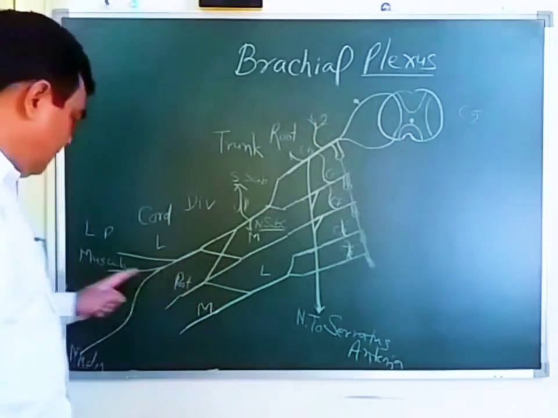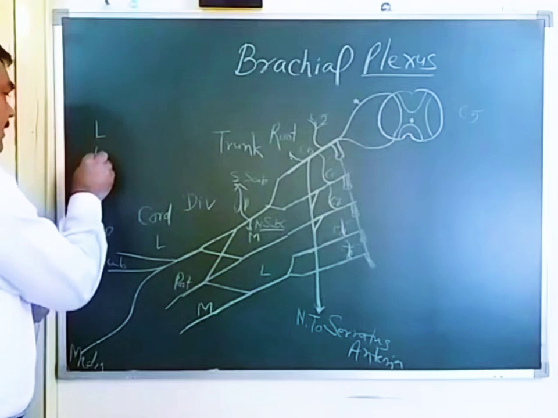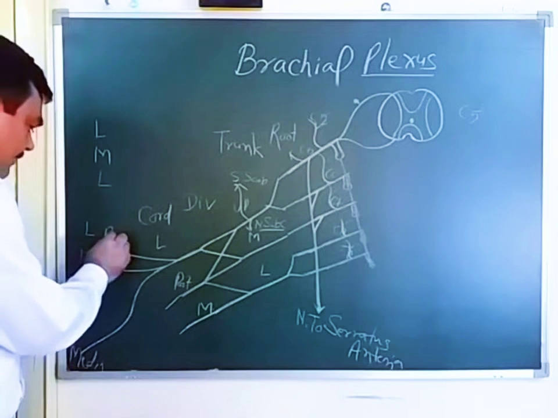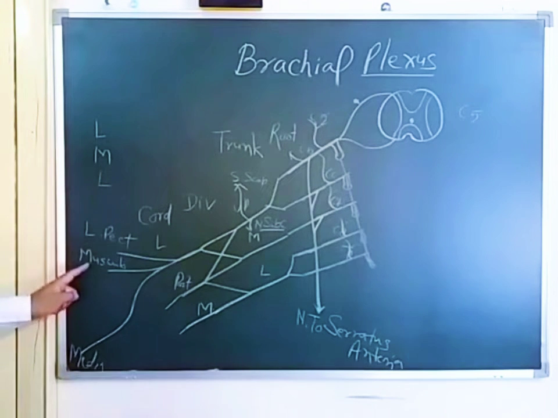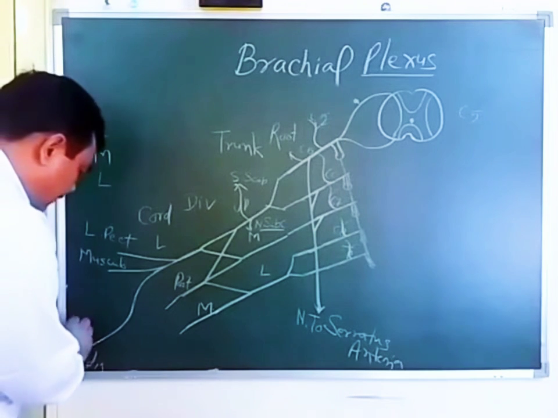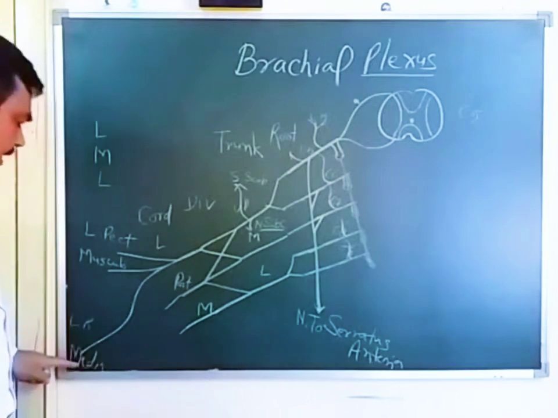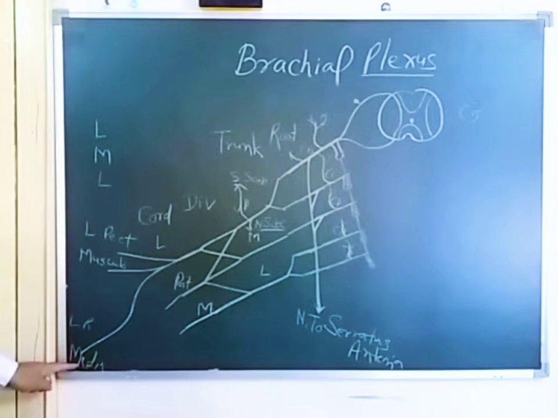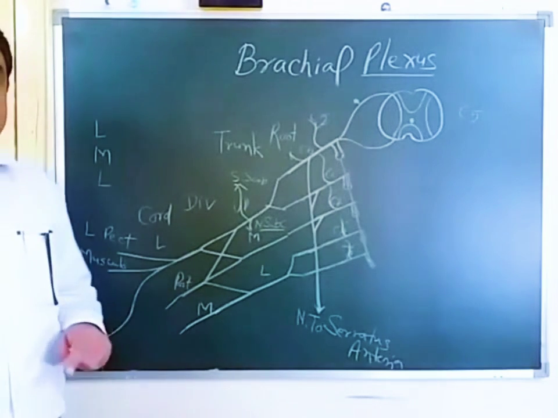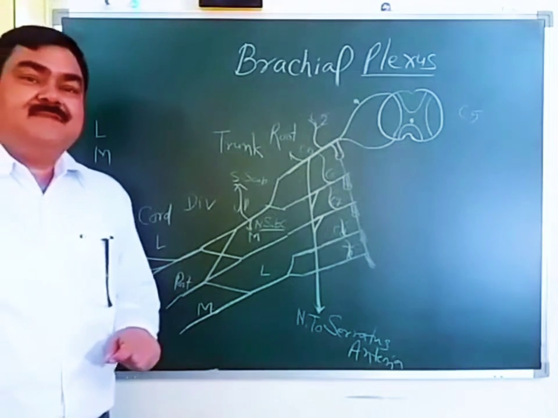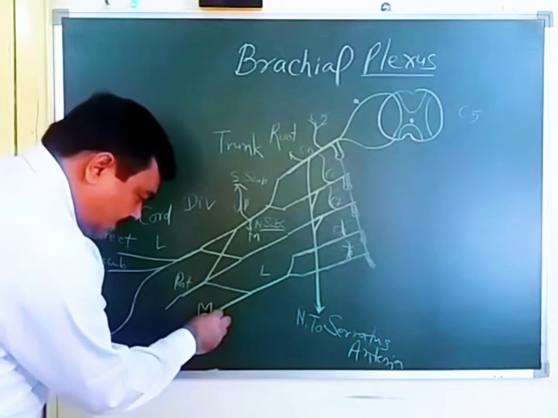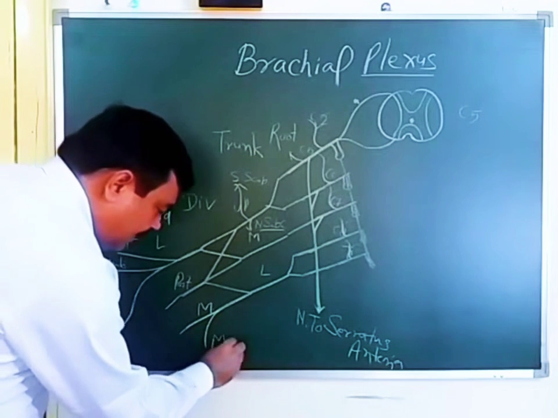You can remember it like L, M, L. Lateral pectoral, M for musculocutaneous, and L for lateral root of the median nerve. Now the branches of the medial cord. The medial cord gives five branches. Medial pectoral, this is the medial pectoral.